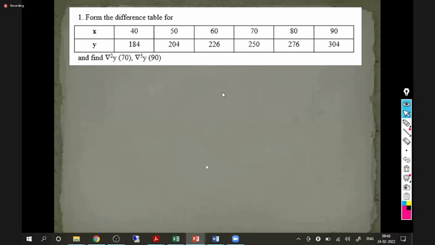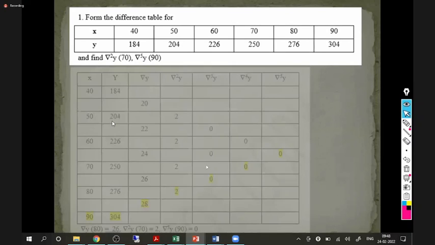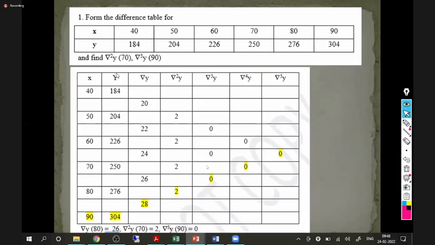So here is a difference table. You will see the form of the difference table, and you should write these values. The difference table is prepared in exactly a similar way. So 204 minus 184 is 20. Now we want to see which values we are interested in. We are interested in the value of delta square y70. So first see, this is 70. This is f of 70.